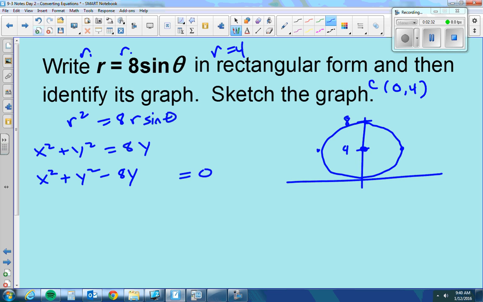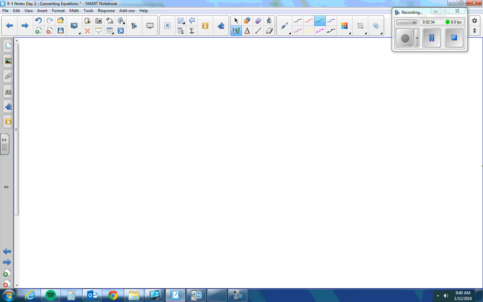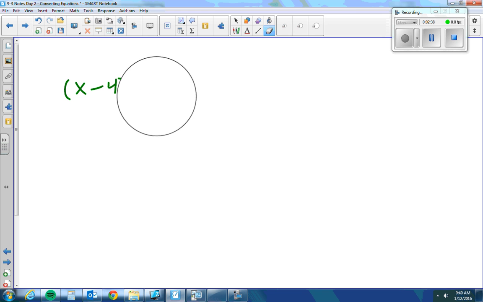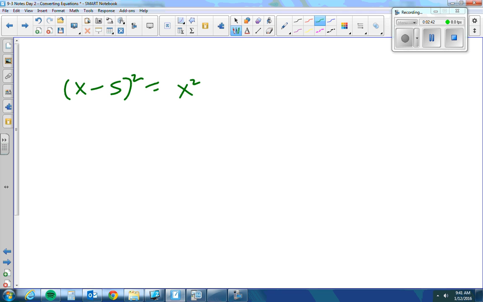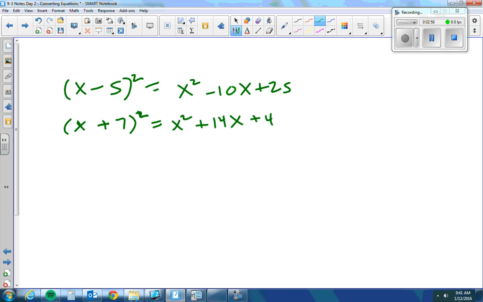Okay? Before I do that, let me remind you what the idea is. Let me just make something up. If I gave you this, then what you get if you multiply it out is x squared minus 10x plus 25. Another example, if I give you x plus 7 squared. That equals what? x squared, then what? Plus 14x, good, plus one more. What if I gave you x minus 11 squared? What do you get?